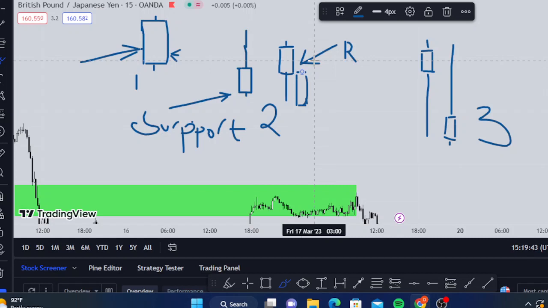So let's go right to number 3. This number 3 is a kind of hammer, but it's an unusual hammer with a longer wick. Majority of the time when this occurs, it happens when there's major news in the market.